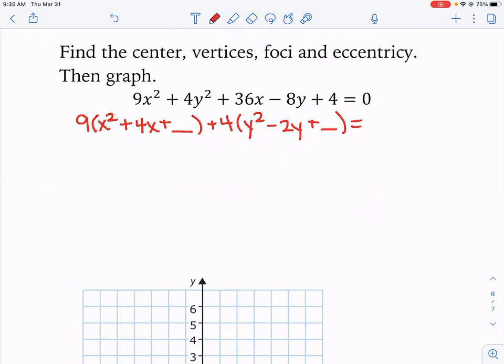Have I written that other 4 yet? No. What I'm going to do is take that constant and move it over to the other side, so I'm going to subtract 4. And then I'm going to add my 2 mystery numbers. I add 2 numbers over here, so I'm going to add the same 2 over here.